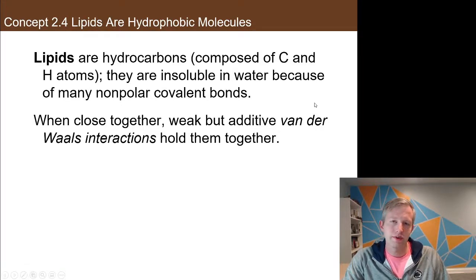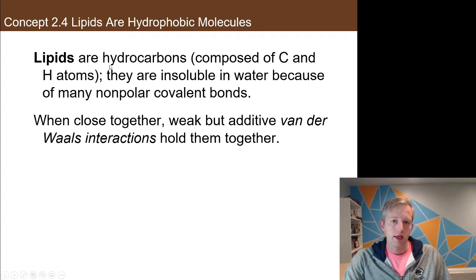I'm going to continue with chapter 2.4, which is all about lipids. So lipids are hydrocarbons. They are primarily composed of carbon and hydrogen atoms. They do have some oxygen, but overall the big point is going to be the number of CH bonds contained within.